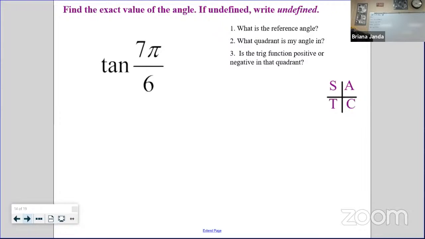7 pi over 6 then should have put us just past half a circle into quadrant 3. In quadrant 3, the only thing that is positive is tangent, which happens to be the problem we're doing, right? So my answer will be positive. And my reference angle, why we love radians, pi over 6.